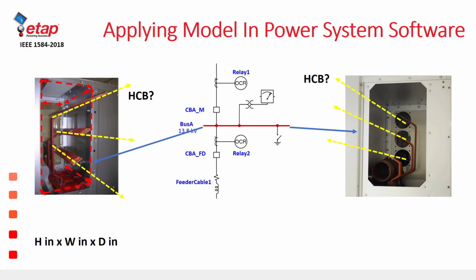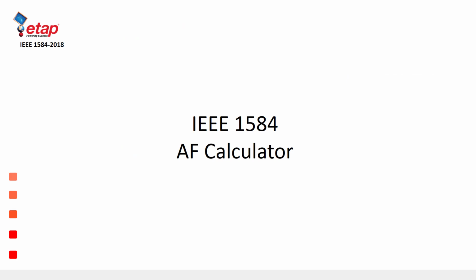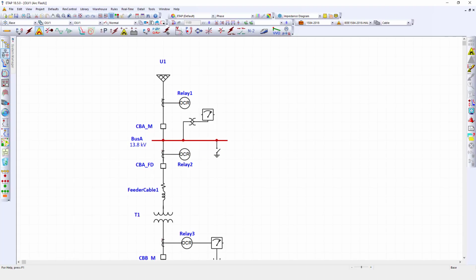Further examples of enclosures with the bus bars or without the bus bars. Once placing the bus bars in this enclosure, we could have them oriented as HCB and therefore have higher incident energy results. At this point, before I introduce the IEEE 1584 RFlash calculator, I would like to show you where in ETAP we now define the new IEEE 1584 2018 model.